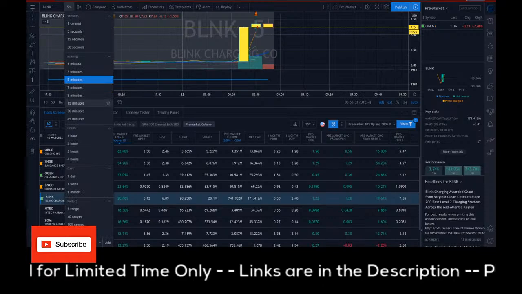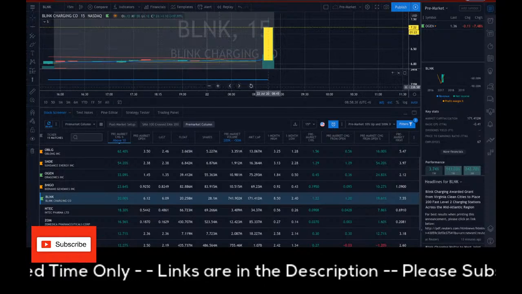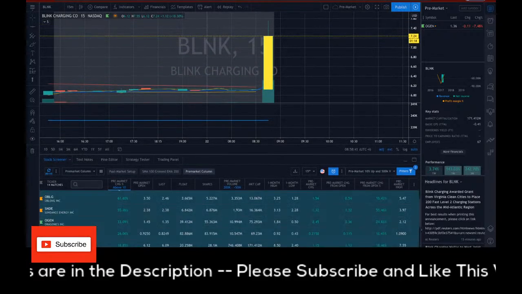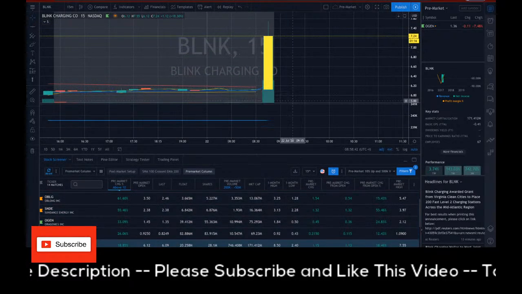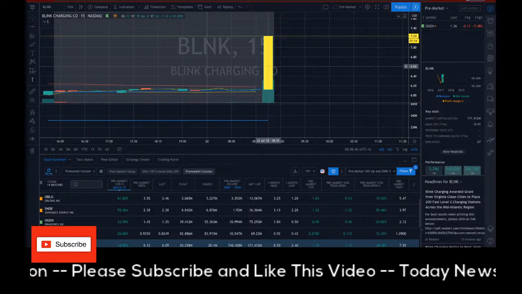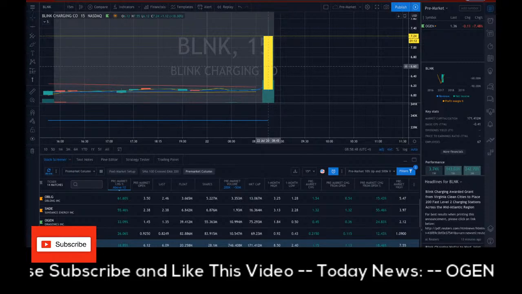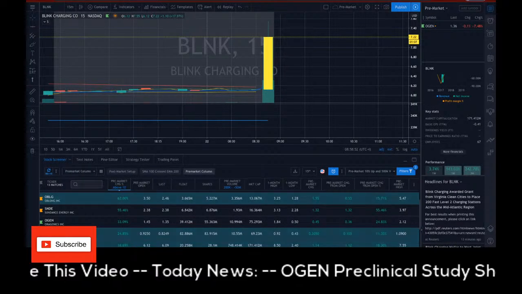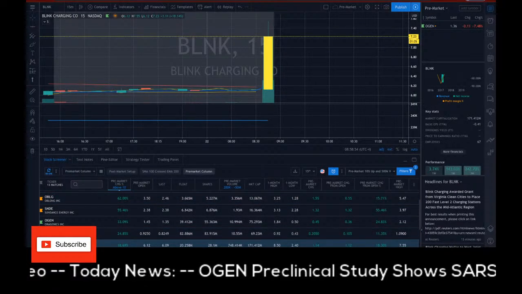If we check 15, I don't see anything yet. Let's see. Let's mark support and resistance levels just in case it keeps going down and down when the market opens. Oh, there's another one. Let's check that as well.